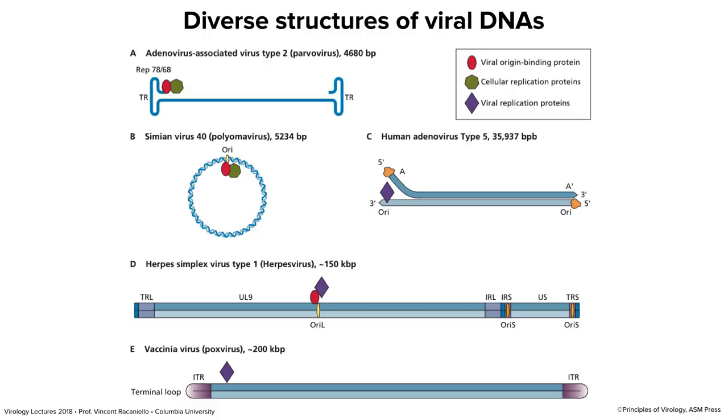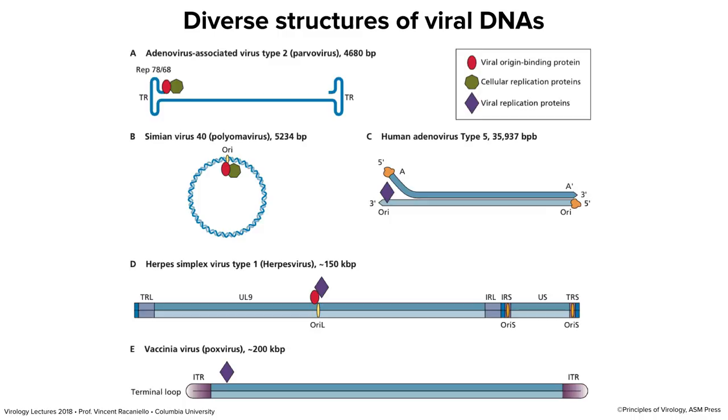And this picture shows you some of the features of these genomes. One is shown, the origin of replication, where replication begins. You can see for the single-stranded viruses, parvoviruses, it's at one end. And it's shown binding a viral origin binding protein. And there are some cellular replication proteins there as well.